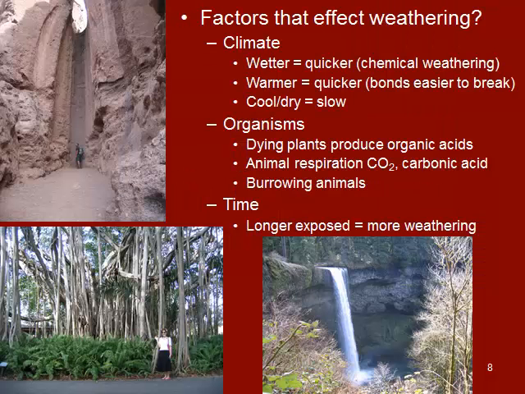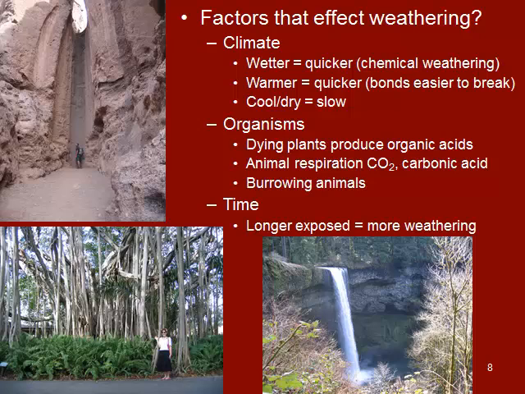So some of the factors that affect weathering: climate is by far the biggest. Anywhere where we have a wet climate, we can have more chemical weathering. So we have dissolution that can happen and hydrolysis that can happen. If we have warmer climates, the warmer temperatures, we actually have quicker weathering because the bonds in those minerals are easier to break. And then if it's cool and dry, it's pretty slow weathering.